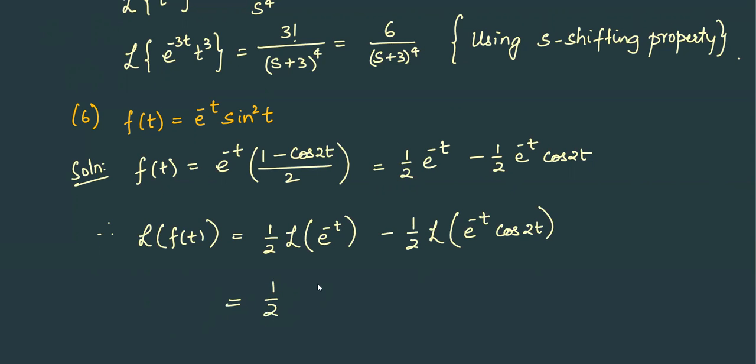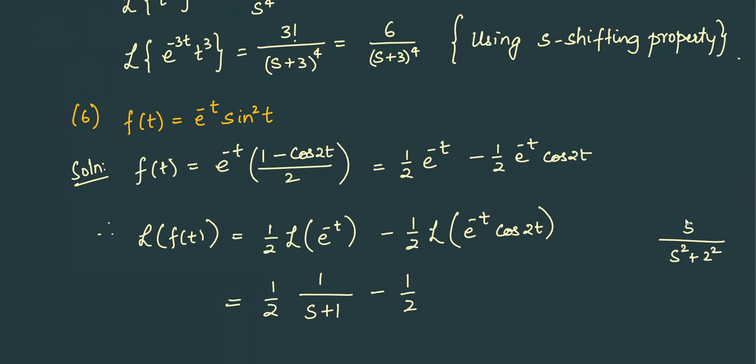Now this is the standard formula, 1 upon s minus a. So my a is minus 1, so we get 1 upon s plus 1. Next, minus half. This is cos 2t. Cos 2t will be s upon s square plus 2 square.